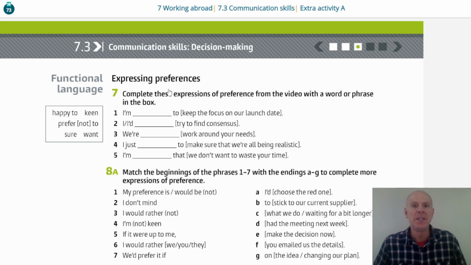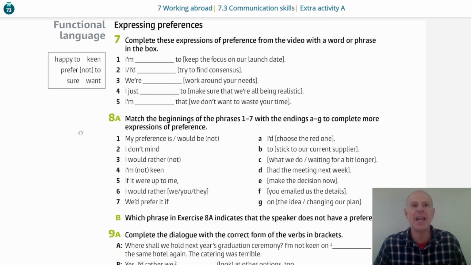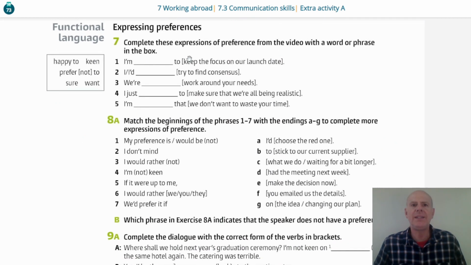Let's go then. Decision making isn't easy sometimes because sometimes we don't have many options or because sometimes we have too many options. Let's see the first exercise, that is exercise 7. Complete these expressions of preference from the video with a word or phrase in the box.